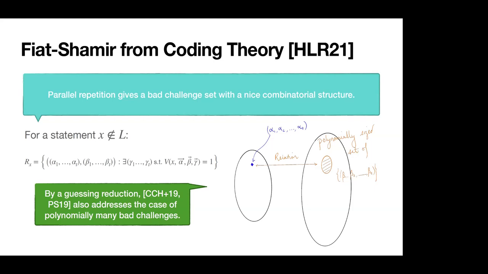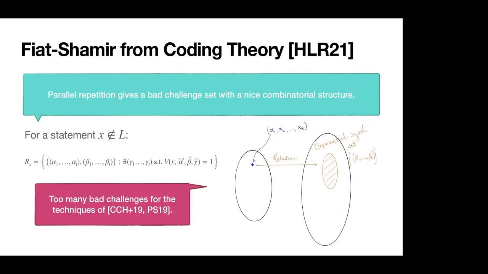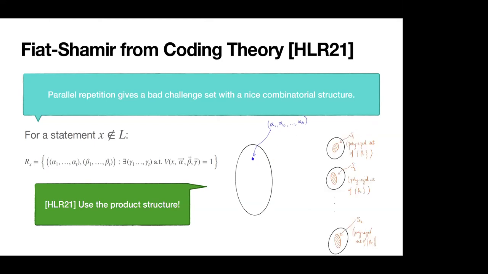And this is just by guessing: you incur polynomial loss by guessing which of the tuples beta 1 through beta T is the correct one, in some sense. But the moment you go to exponentially many bad challenges, you run into a problem, because the guessing reduction will now fail. You'll incur an exponential loss. And the work of HLR21 says that for parallel repetition protocols, you have a nice product structure. So let's use this combinatorial structure to our advantage.